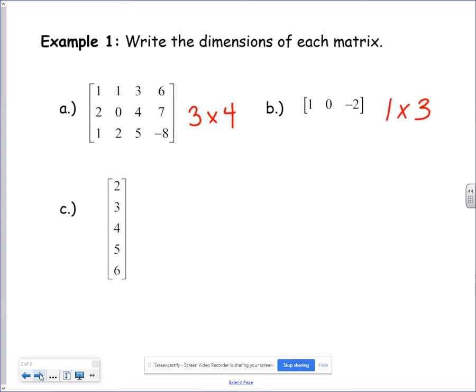And then C has how many rows? It has 1, 2, 3, 4, 5 rows. How many columns? Just 1. So this is a 5 by 1 matrix.